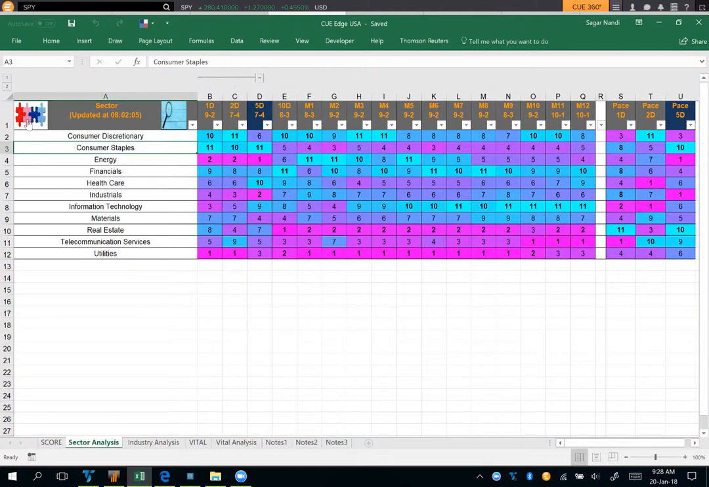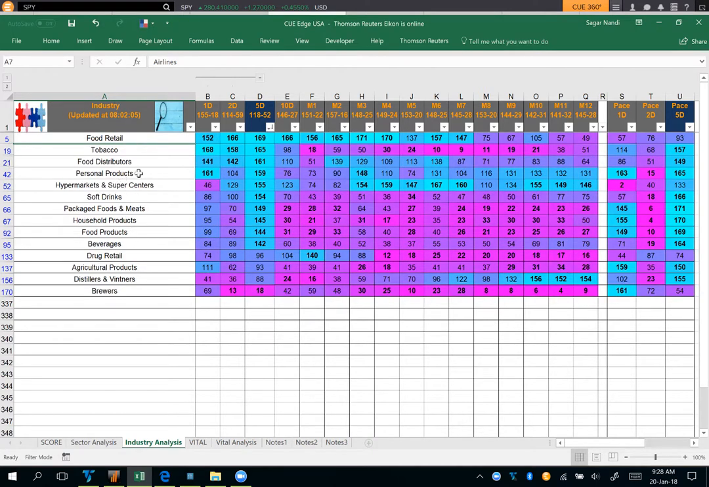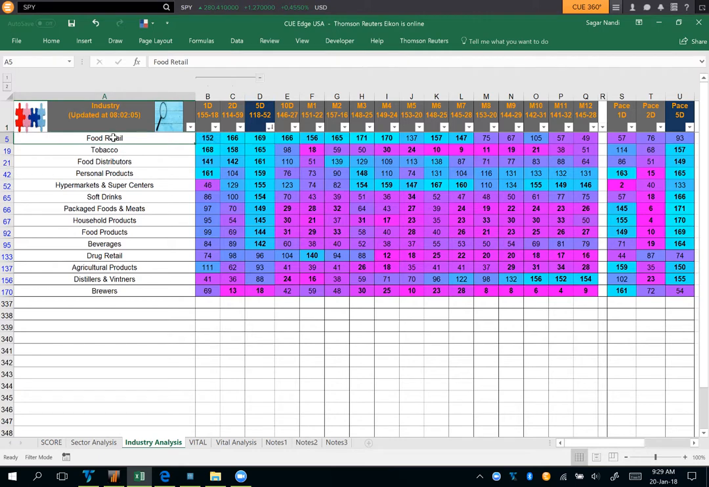From the sector analysis, we can drill down to consumer staples industries. That brings only the relevant industries into industry analysis. We can sort over the 5 days period to get the strongest industries to the top. Food retail is one industry that was weak earlier. It is strong for a while and continuing to be strong over 5 days, 2 days and 1 day periods. We can drill down further into food retail.